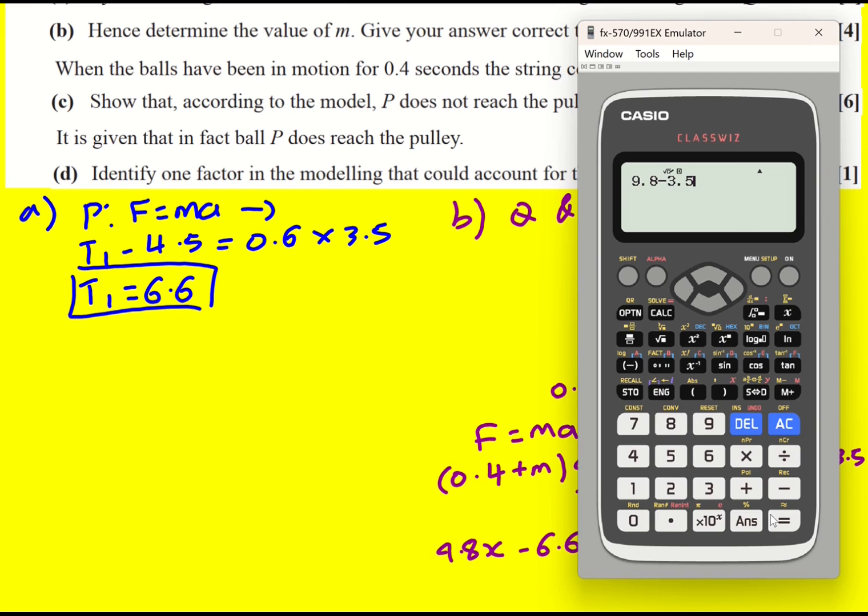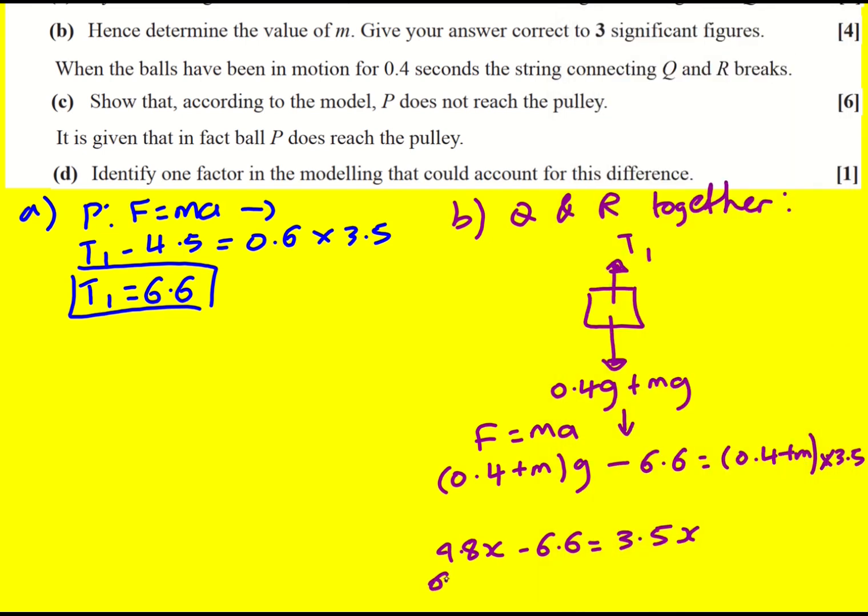To be fair, I don't really need a calculator for that, but anyway, 6.3. So I'm going to get 6.3x equals 6.6. Now, why am I bringing in x? Because I'm just trying to say it's exactly the same here. It's just x is my 0.4 plus m. So I'm actually going to get 6.3 lots of 0.4 plus m is equal to 6.6.